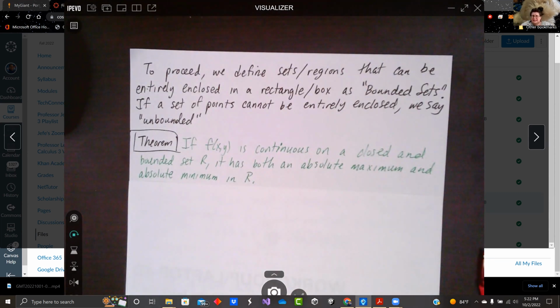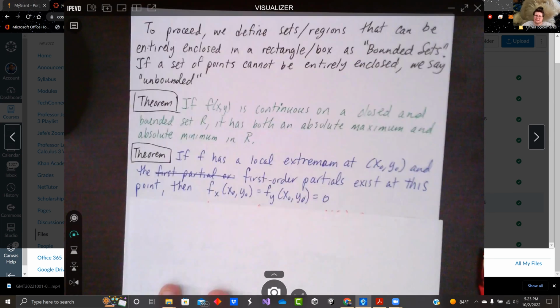Sets and regions that can be entirely enclosed in a rectangular box are bounded sets. And if a set of points cannot be entirely enclosed, we say it's unbounded. So if f of x,y is continuous on a closed and bounded set R, it has both an absolute max and an absolute minimum somewhere in there.